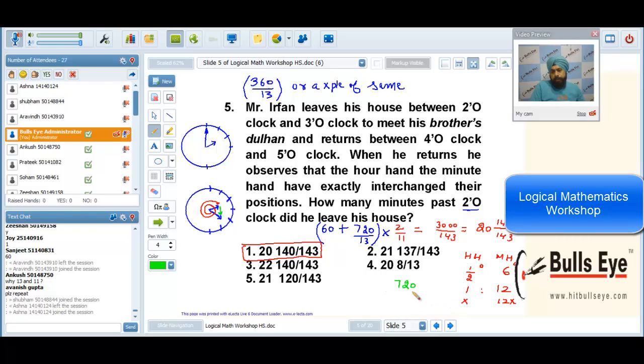Now what we generate from the ratio is that hour hand has travelled x degrees, minute hand has travelled 12x degrees. So in total hour hand has travelled 720 by 13 degrees. This is from where this 720 by 13 comes. And this 2 by 11 is just the relative speed of the minute hand. So have you all understood it?